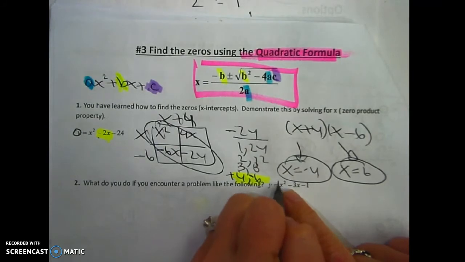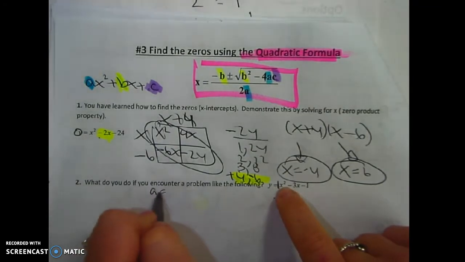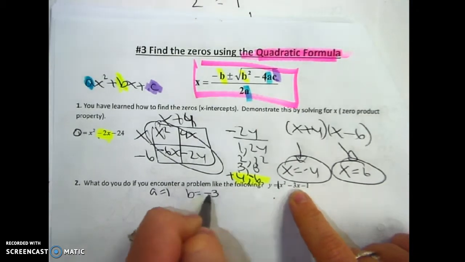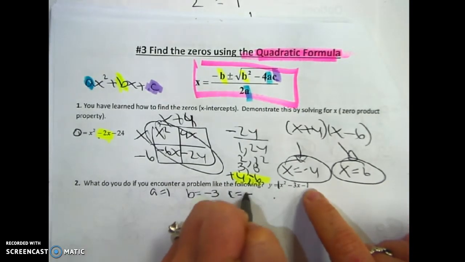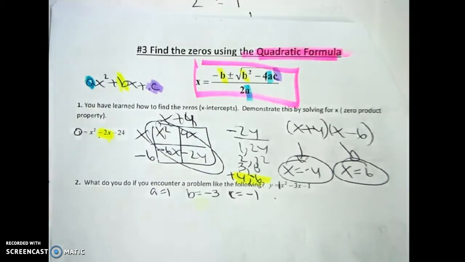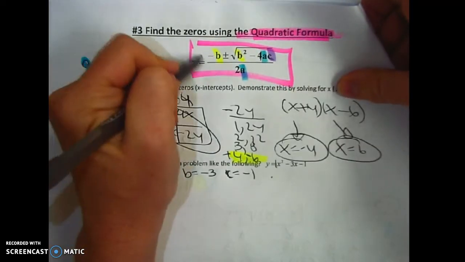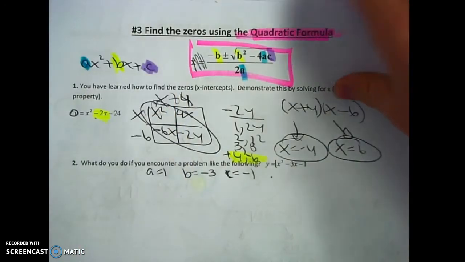There's an imaginary 1 here. So my A is 1. What's in front of the x? Negative 3. And the number at the end is negative 1. That's the first thing you're going to do: write down your A, your B, and your C. Now, actually, don't even worry about looking there. It can be confusing. Let's start.